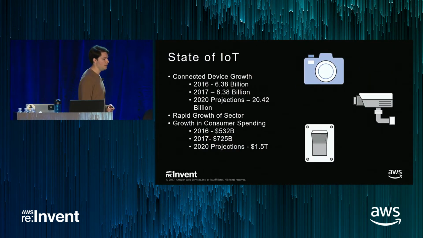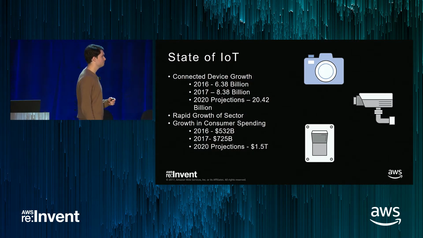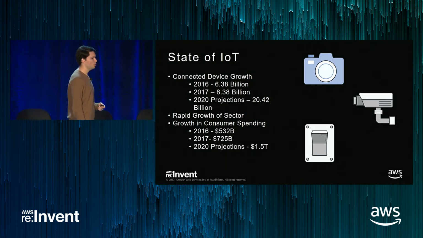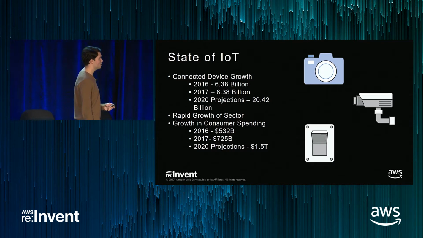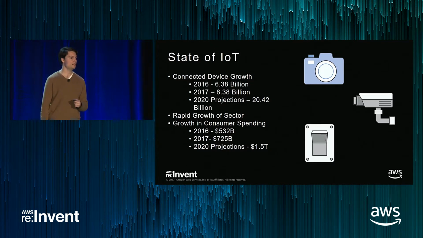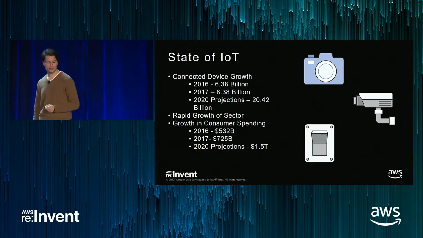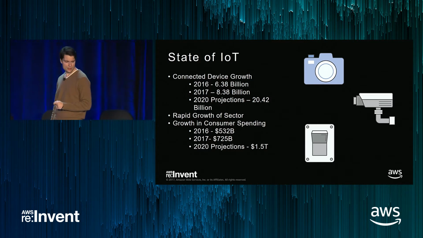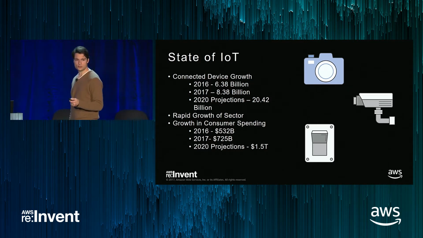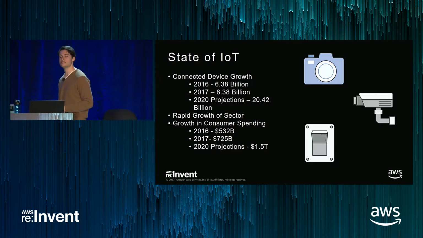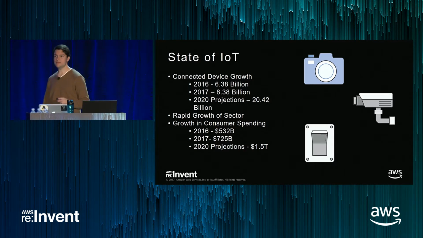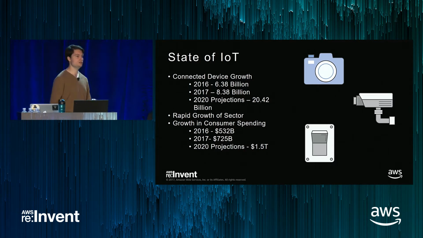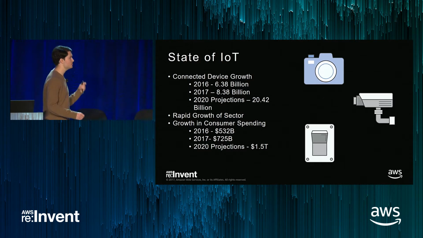So let's take a look at the state of IoT today. These are numbers retrieved from Gartner. In 2016, Gartner estimates there were 6.38 billion connected devices online, and by 2020, Gartner estimates there will be 20.4 billion connected devices. You're also seeing growth in consumer spending that is tracking these same numbers. What does this mean for you or your company as you're trying to capture a larger and larger chunk of this rapidly expanding market?